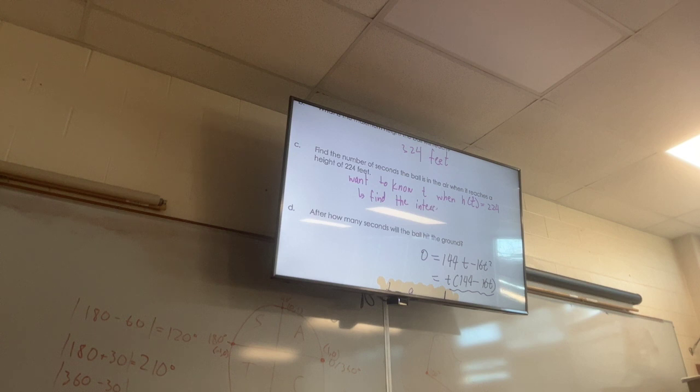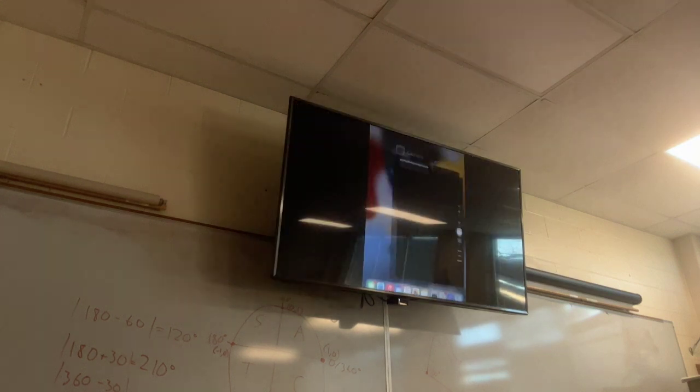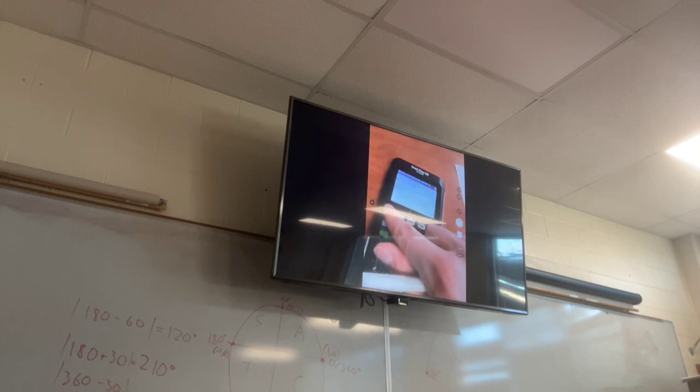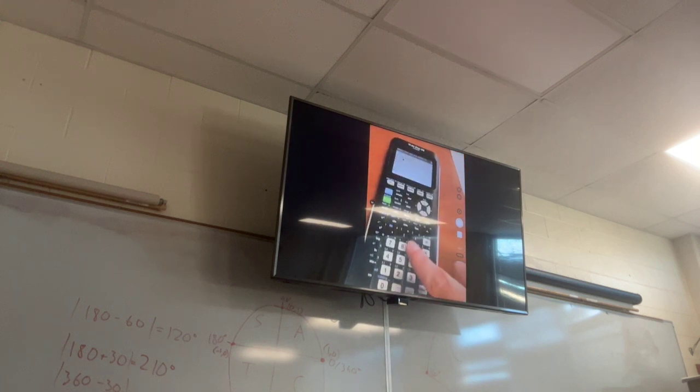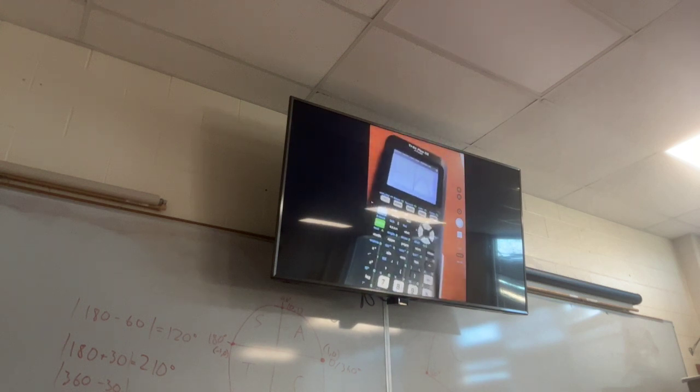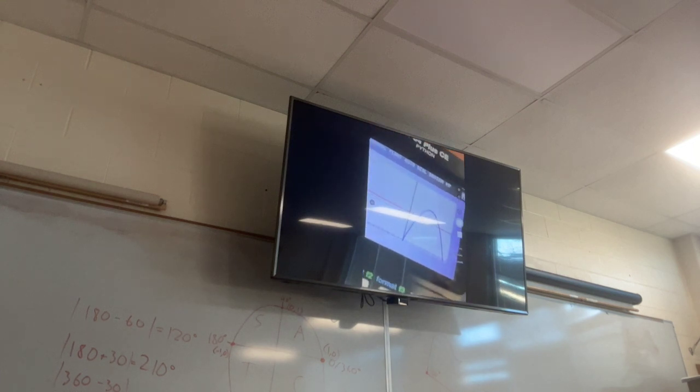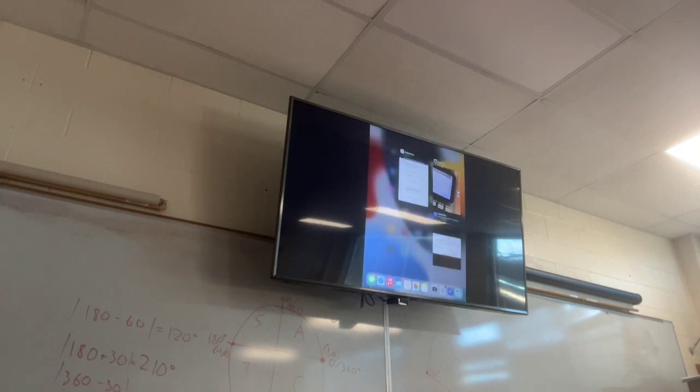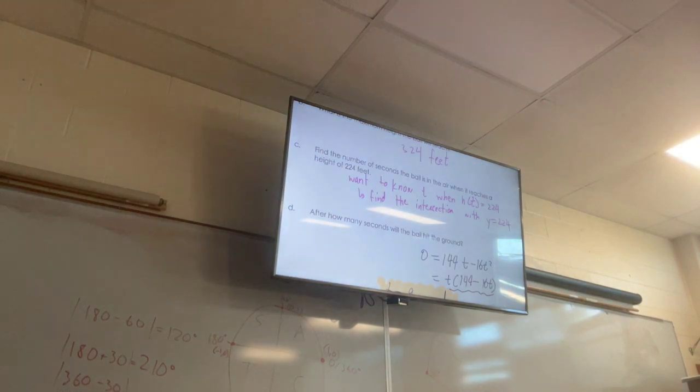So for that, I find the intersection with y equals 224. I'm going to graph y equals 224 on my graphing calculator. And I'm just going to find those two intersections, when it reaches a height of 224 feet. Okay, so there's two intersections.